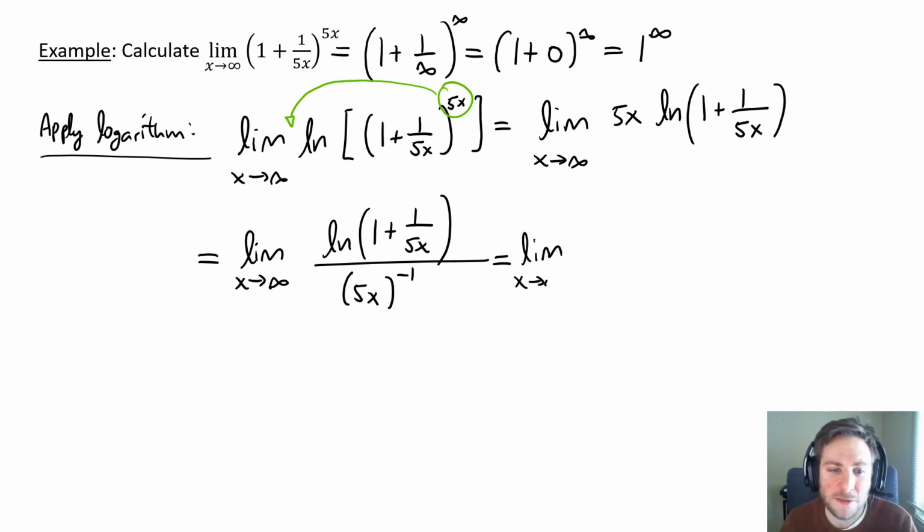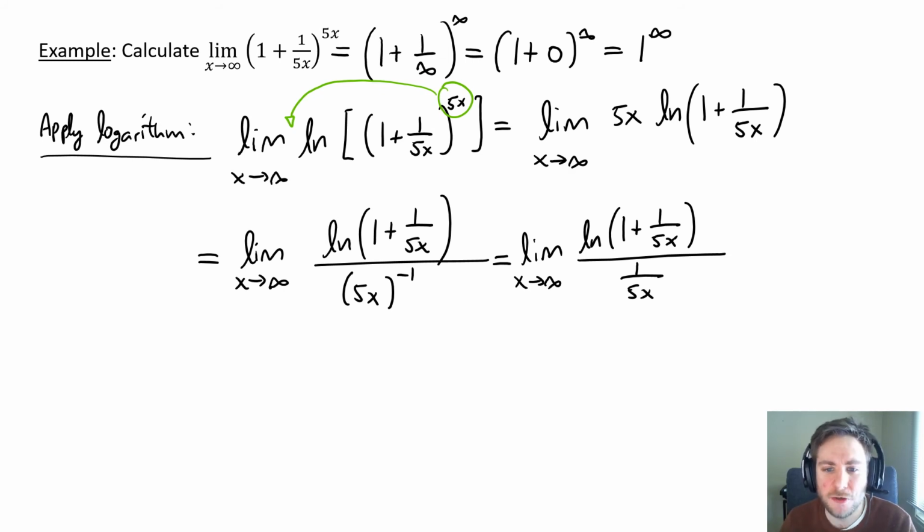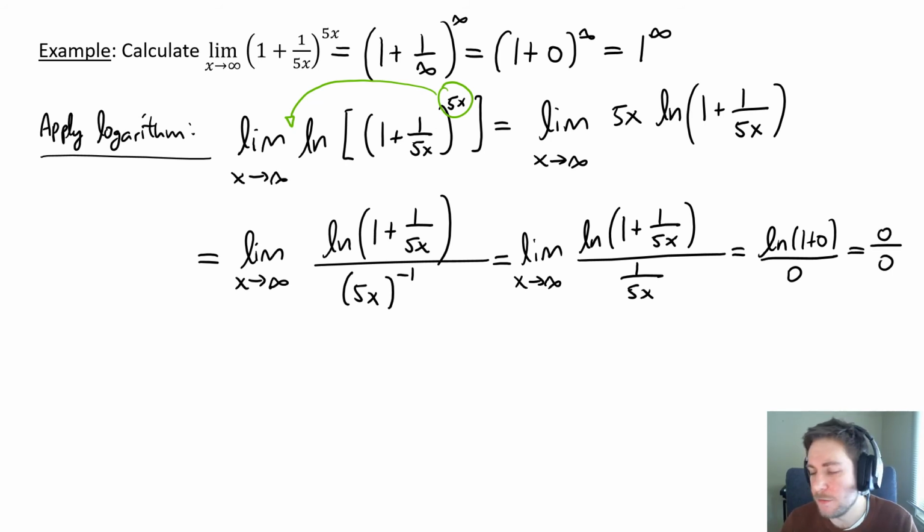Now, 5x to the minus 1 can be viewed as 1 over 5x, which could make it easier to evaluate this limit. Notice 1 over 5x is going to approach 0 when x goes to infinity. And since ln of 1 is 0, this results in the indeterminate form 0 over 0. And that's good, since L'Hopital's rule is applicable to this result, so let's do it.